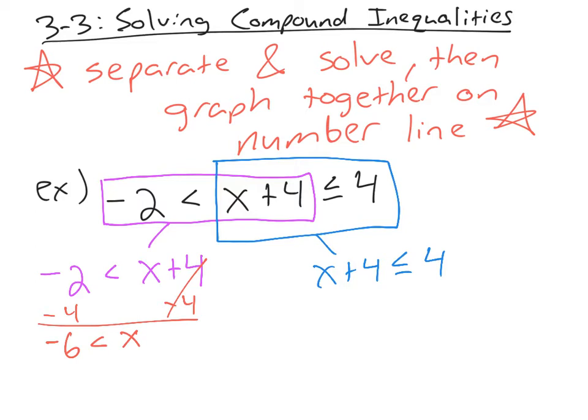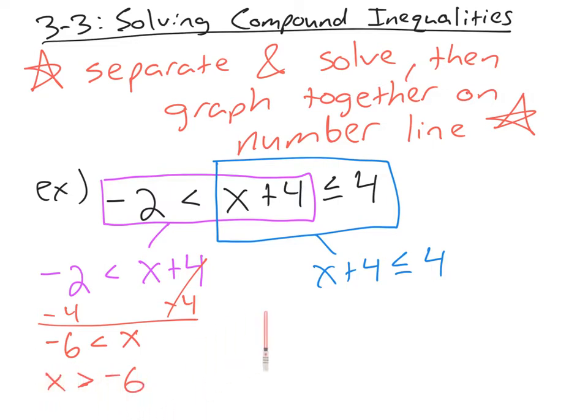So again, flip the x and the negative 6 and make sure the inequality is still eating the same thing. It's got to be eating the x in that direction here. Again, these are equivalent statements. They mean the same thing. This bottom one's easier to graph though.